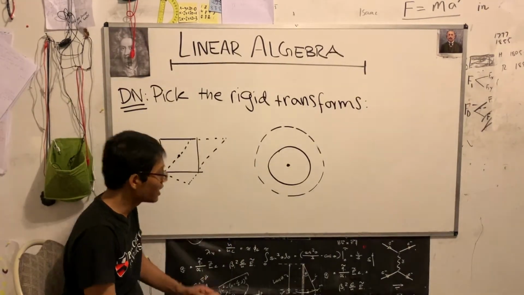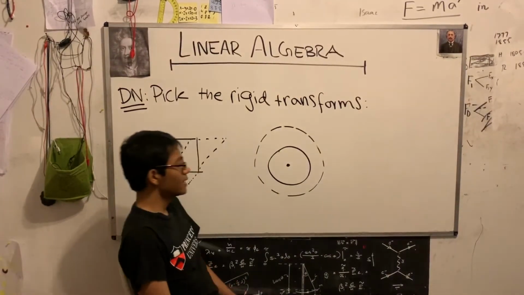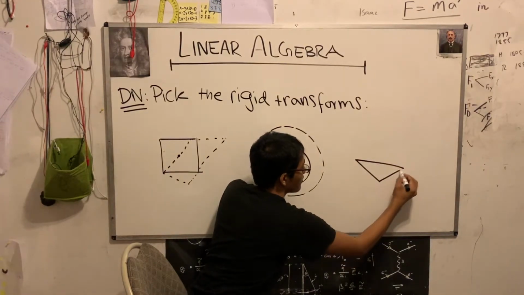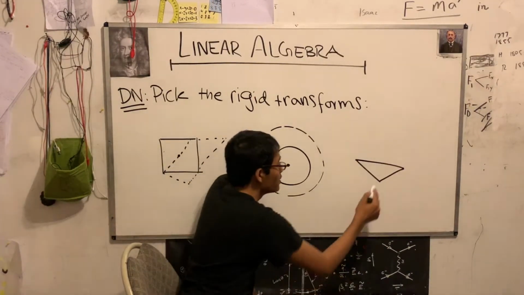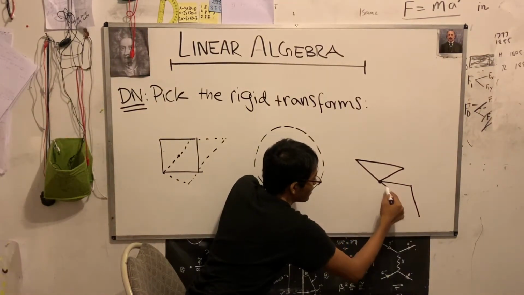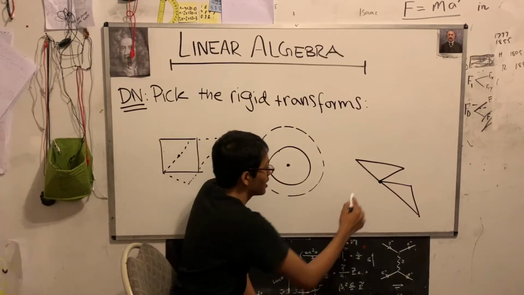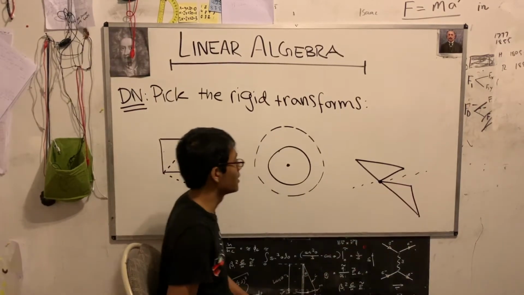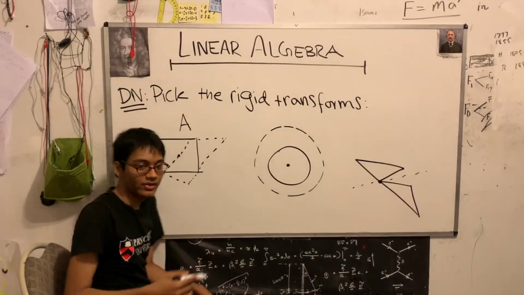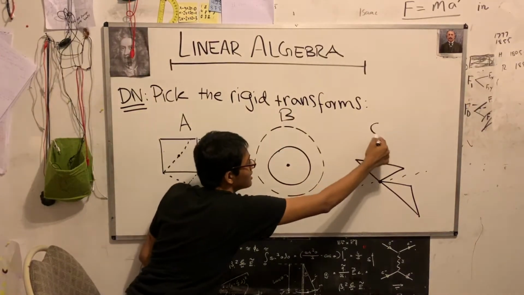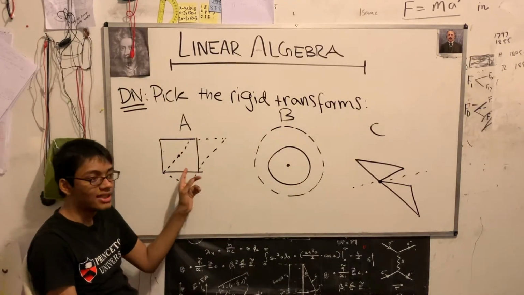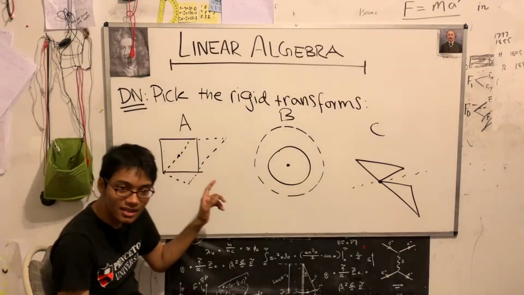Okay, and what's the final thing I want to do? The final thing I want to do is a triangle. And I'm going to rotate my triangle 30 degrees around one of its vertices. It doesn't have to be 30, it could be 50 or whatever. Okay? So you can almost think of this as a reflection. Okay, so any ideas which one of these are rigid transforms? Audience, feel free to just shout out A, B, or C. Which one of these are rigid transforms? Any guess? Oh, we have a guess.